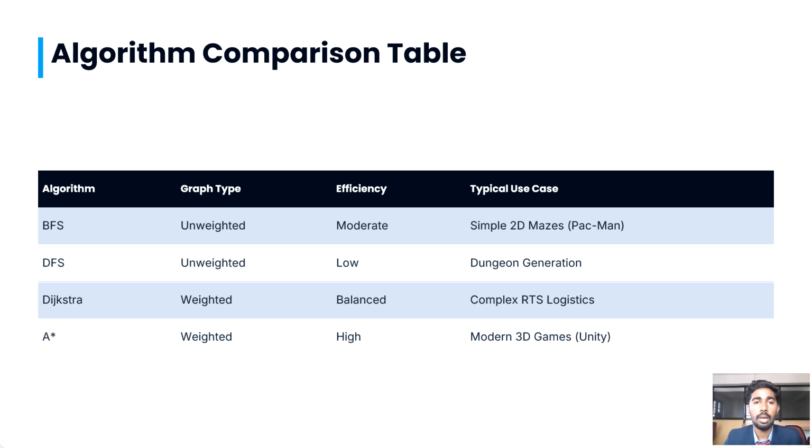Now we are going to compare these algorithms. Each algorithm has different uses. BFS works for simple maps, DFS for exploration, and Dijkstra for weighted paths. A-star is the fastest and the most commonly used in modern games.